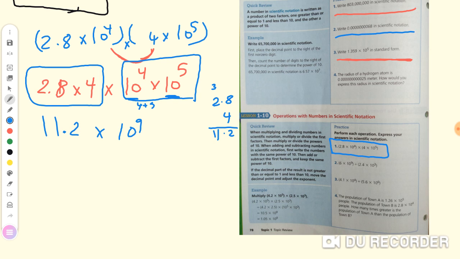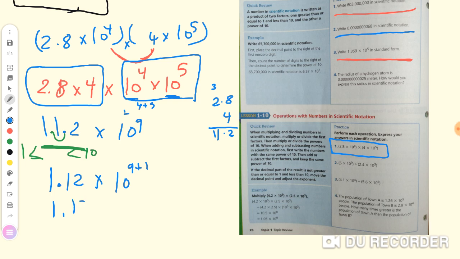But this is not the scientific way actually, because this number is not between 1 and 10. I need it like this. So I have to move the point one place. If you move the point one place, it deserves one power. So the number will be 1.12, which is the rule of scientific notation. We have to add 1 to the power. So it's 10 to the power 9 plus 1, which is 1.12 times 10 to the power 10.